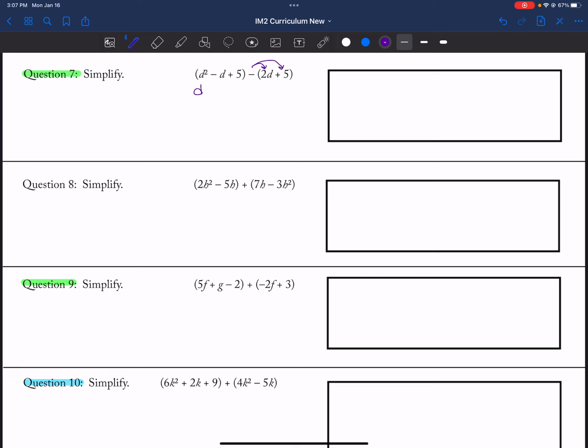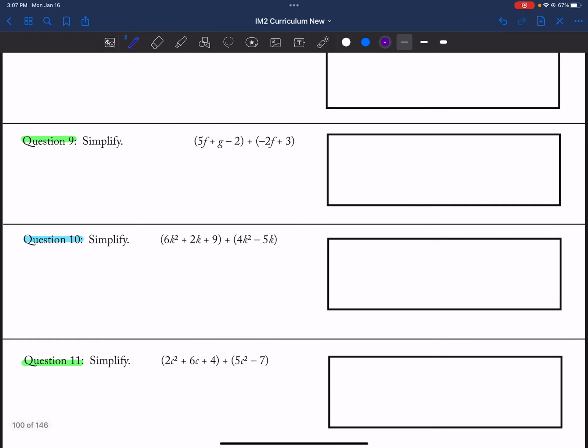And then I'm going to go here and I'm going to distribute my negative again. So I have d squared minus d plus 5 minus 2d minus 5. Combine my like terms, so I have a d squared minus 3d, and then my positive 5 and my negative 5 cancel out, so I get 0 there. So d squared minus 3d.